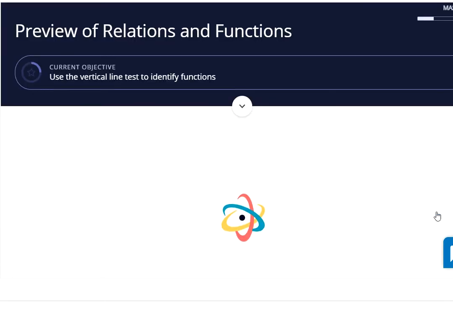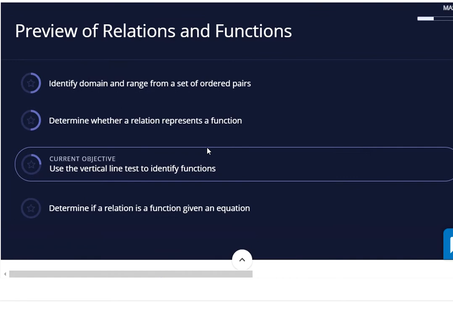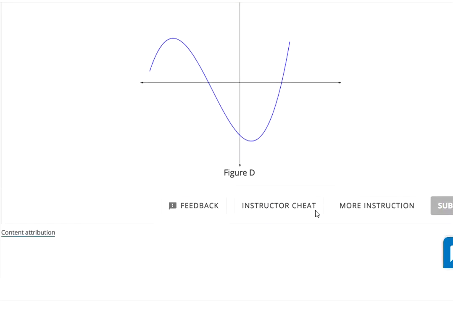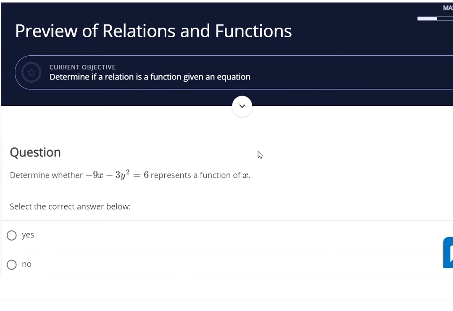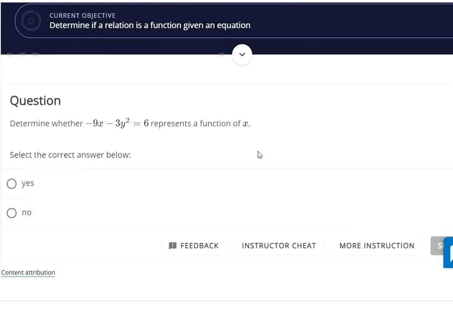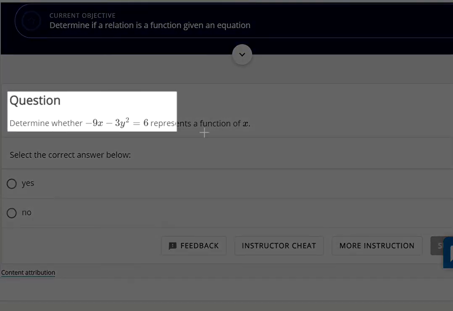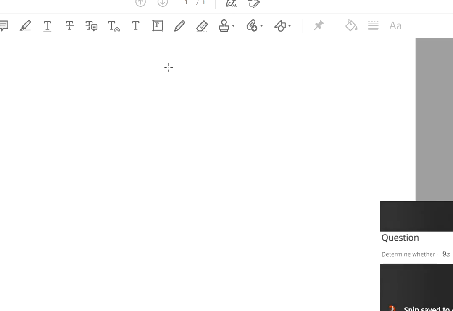I think that might be everything. Let me see. Oh, we've got to determine if the relation is a function. Okay, determine if this represents a function. It means for every input of x, I should get out just one output for y, if y is a function of x.